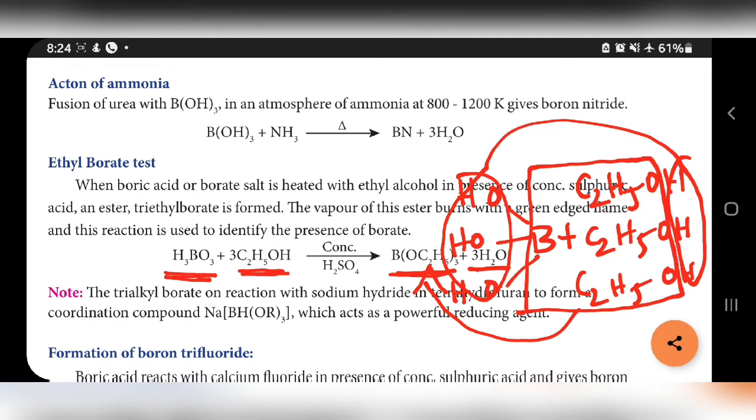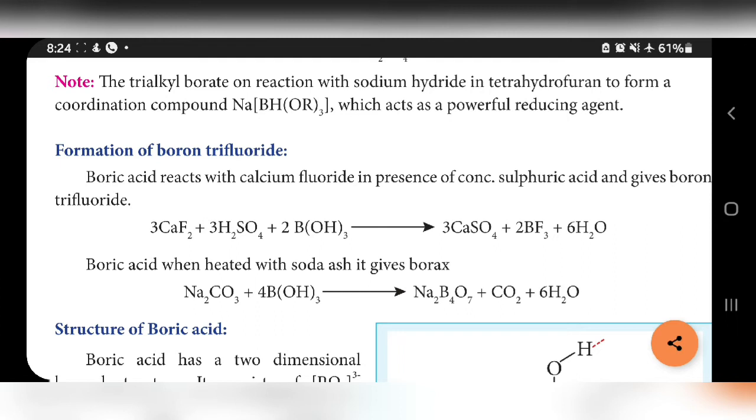Very important question. Note the trialkyl borate on reaction with sodium hydride in tetrahydrofuran forms a coordination compound, that is NaBH(OR)3, which acts as a powerful reducing agent. So, in our previous reaction we got trialkyl borate, triethyl borate. That compound reacts with sodium hydride, means it forms one coordination compound. This compound acts as a very powerful reducing agent. This is one of the additional points.